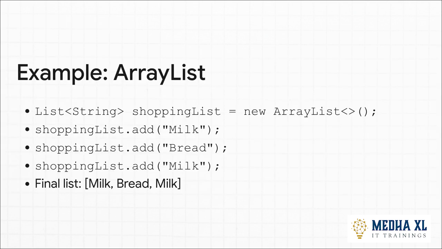So here's our ArrayList in action. We create a new shopping list that holds strings, then we add milk, then bread, then milk again, and look what we get. The final list keeps that exact order, and it has no problem at all with the duplicate milk. It works just like our paper list.